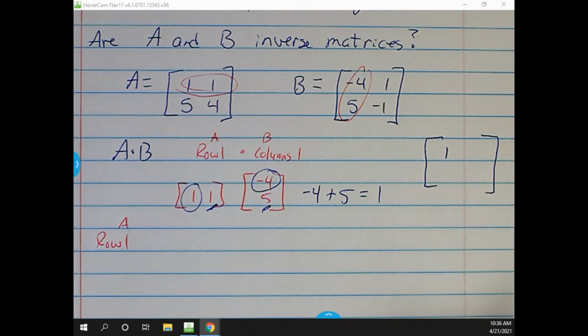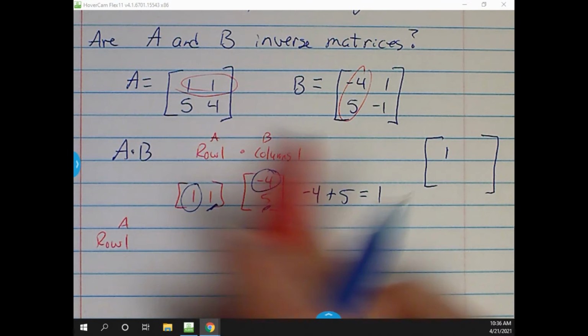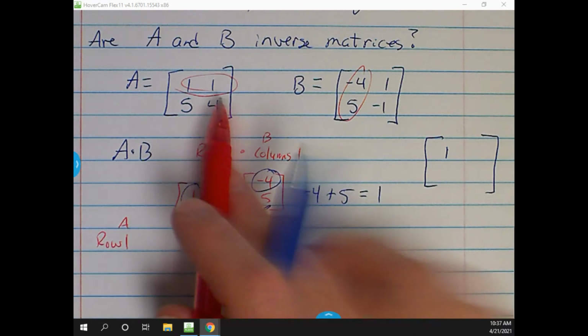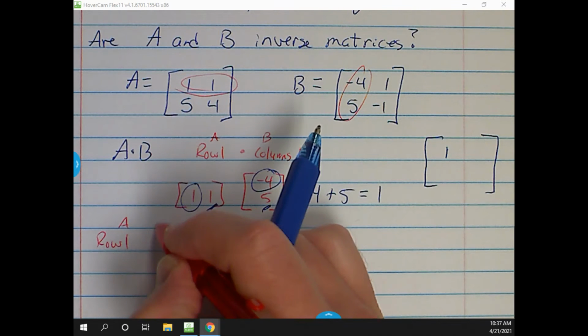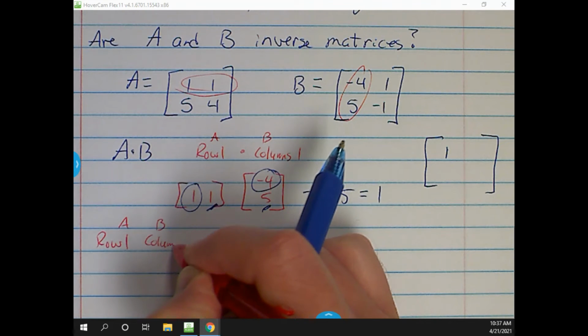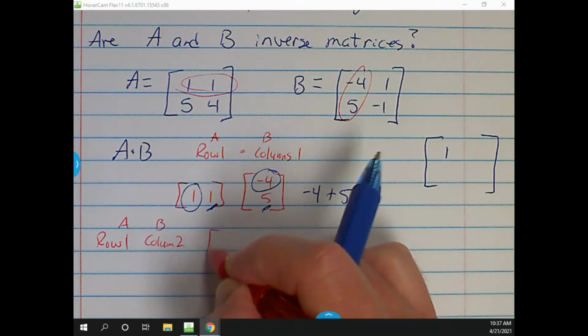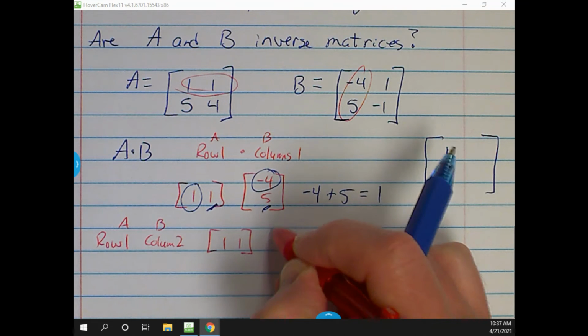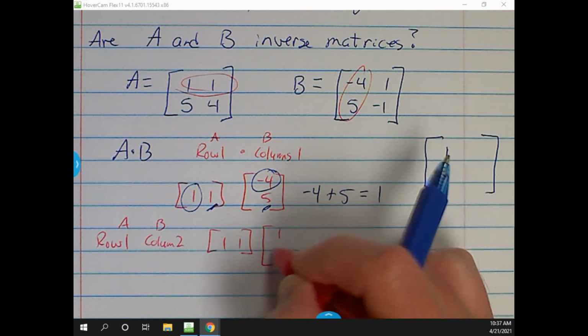All right, and we're going to stay with row 1 here. So we've got this row times this column. We also have to take this row and multiply it by the second column. So that's going to be 1, 1 times 1, negative 1.